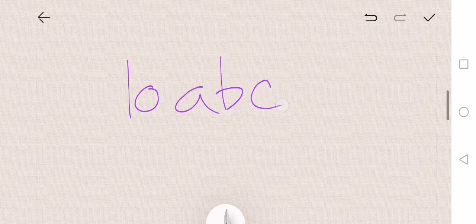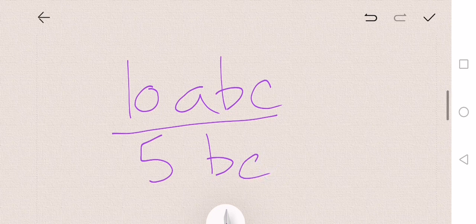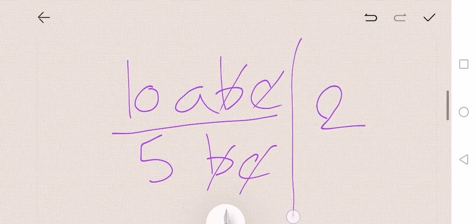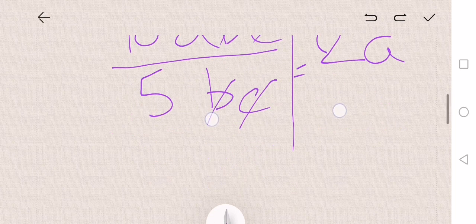Okay? Now, what are you going to do if it is 10abc and 5bc? Always look for which is matching. B is matching, cross out. C is matching, cross out. Then what are you going to do? Then it's 2 and a. See, there's nothing at the bottom, so that's why you don't need to write anything at the bottom. Hopefully now it makes more sense to you.